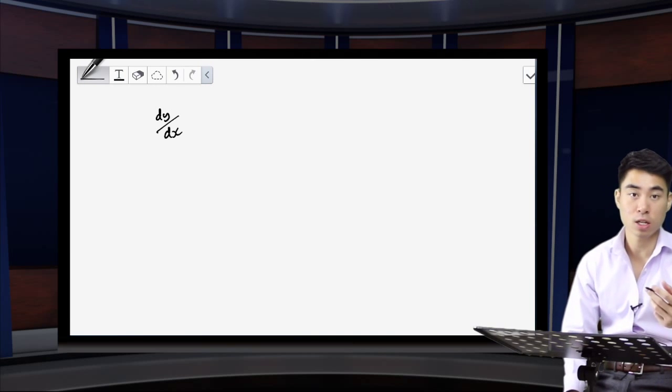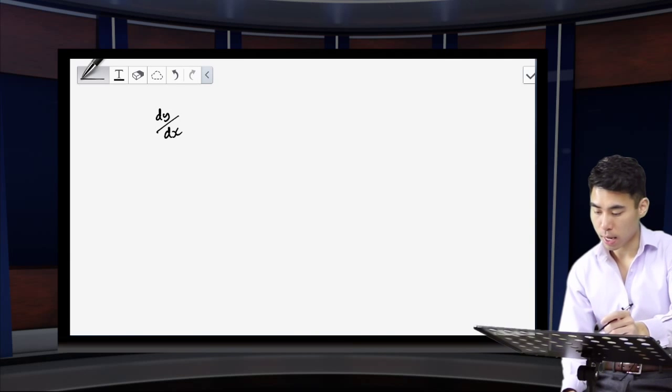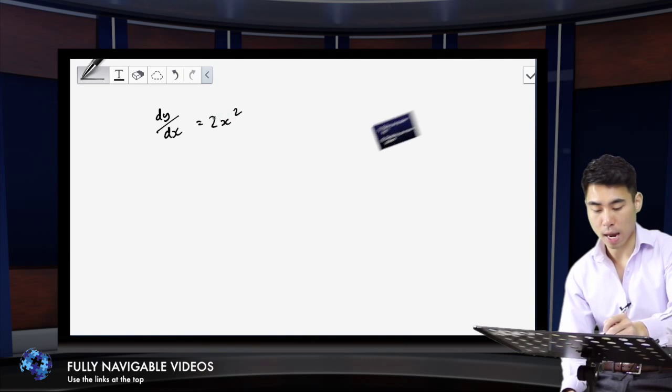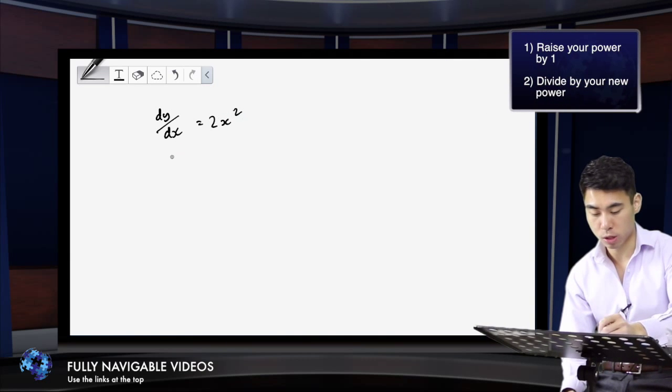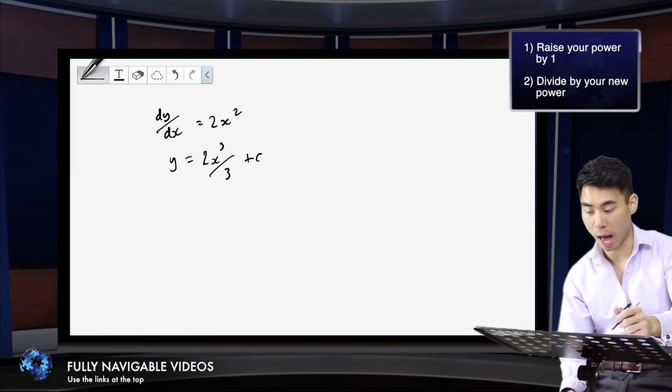But there's actually specific integration notation that you could use as an alternative. So here we've got dy by dx equal to, say, 2x squared. You know, to work out your original function here, you're going to integrate this right-hand side with respect to x. So i.e. you're going to have y equals raise my power by 1, divide through by my new power, and obviously don't forget your plus c there.